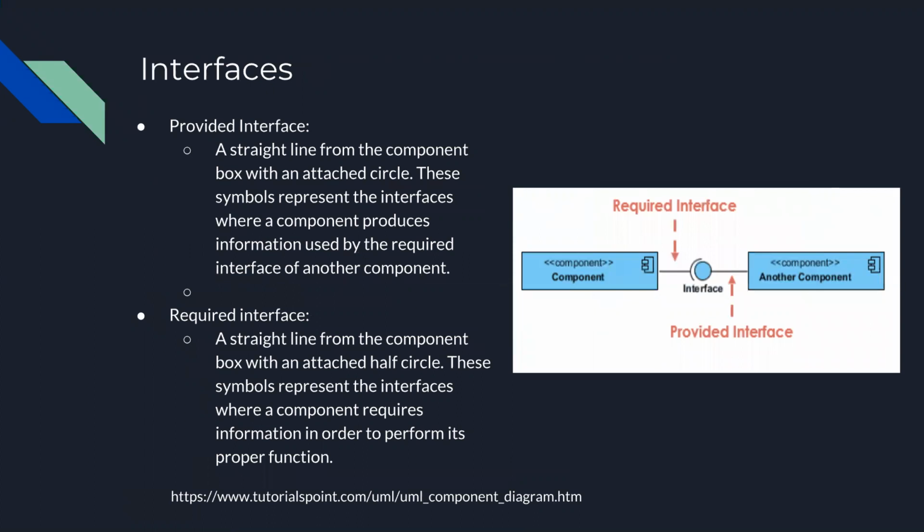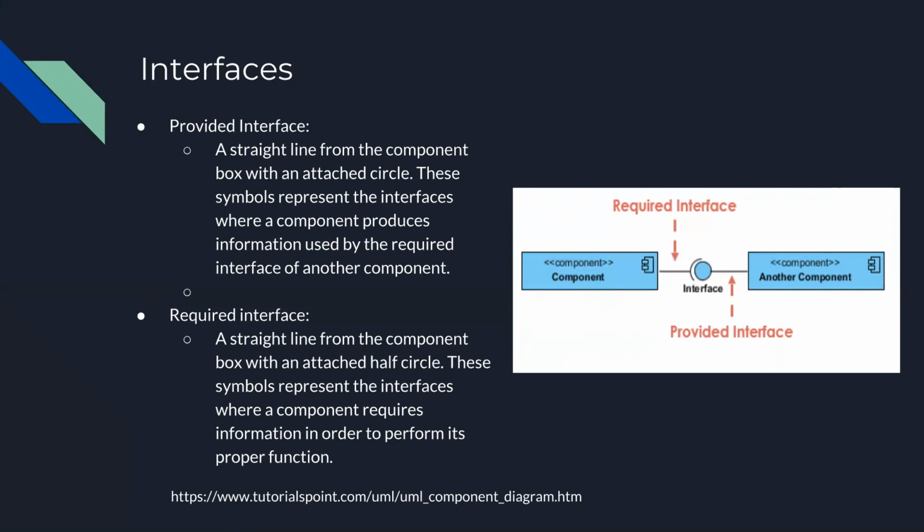Interfaces. There are 2 types of interfaces represented in a component diagram. The first one is a provided interface, and the second one is a required interface. A provided interface is represented with a straight line from the component box with an attached circle. These symbols represent the interfaces where a component produces information used by the required interface of another component.